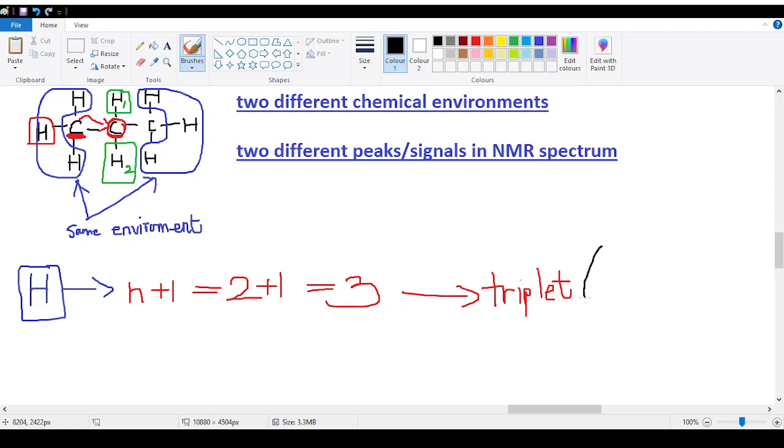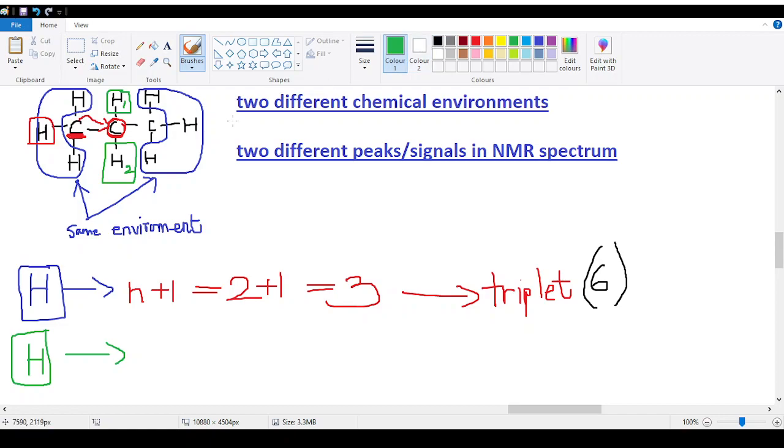Total 6. 3 on this side, 3 on that side. They all have the same environment, same pattern. Okay, is that fine? Yeah, that's fine. Now let's look at the hydrogens that are in the middle.